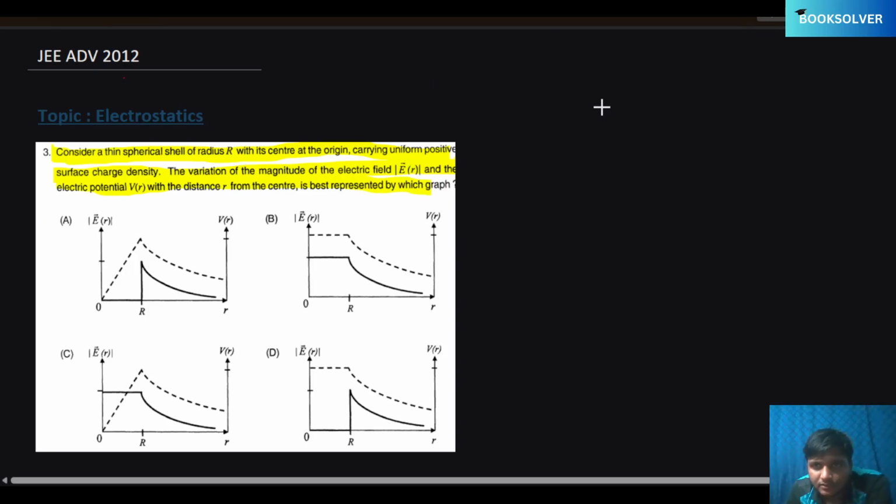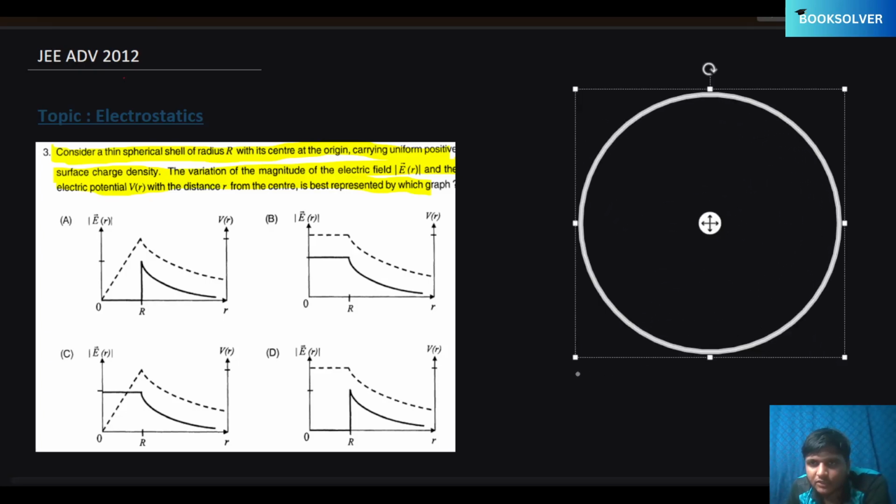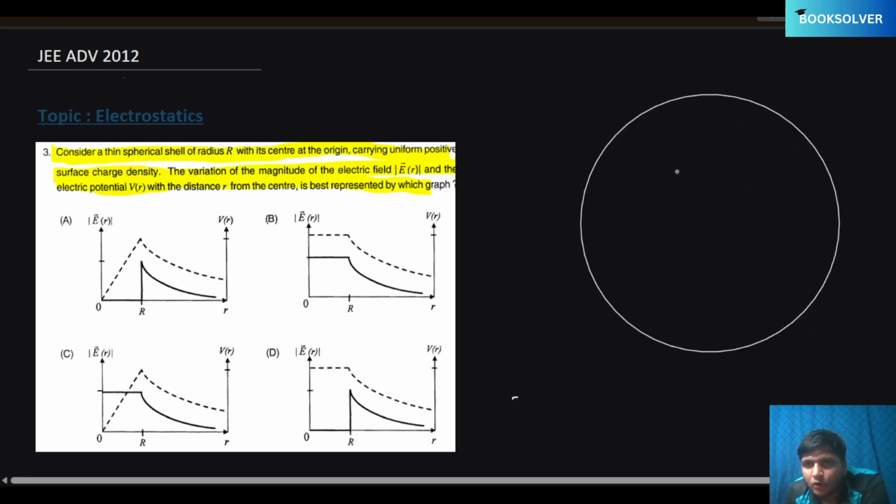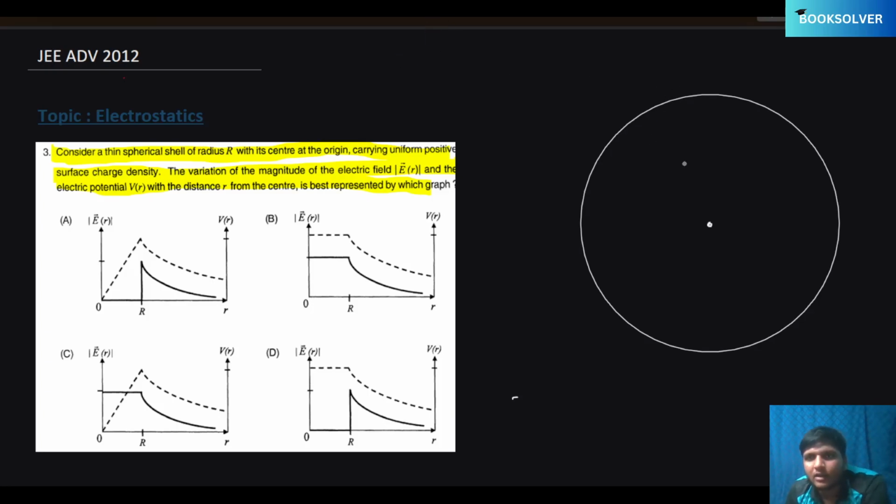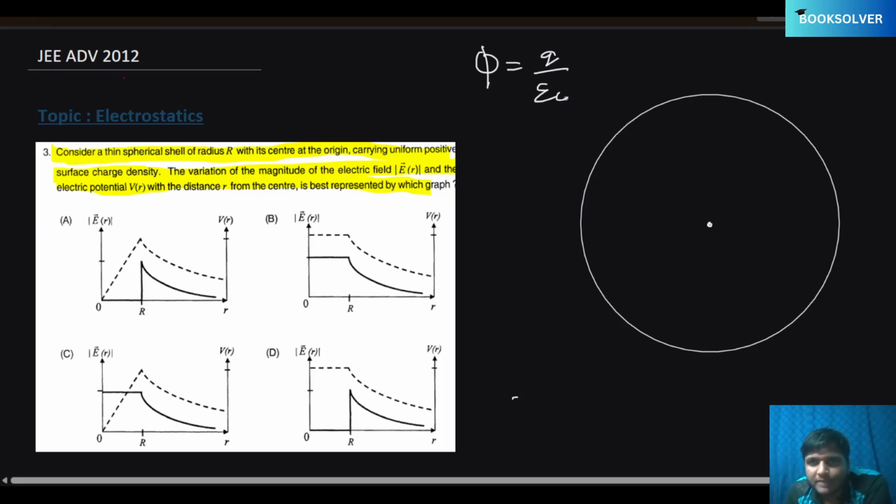Let's first imagine, let's say this is our sphere here, and we want to measure the electric field and the potential as a function of the distance. To prove this, I will use Gauss law. Like, you know what is Gauss law? It says that the net flux through an enclosed Gaussian surface is equal to q by epsilon naught. And what is flux? It is nothing but E dot dA here.